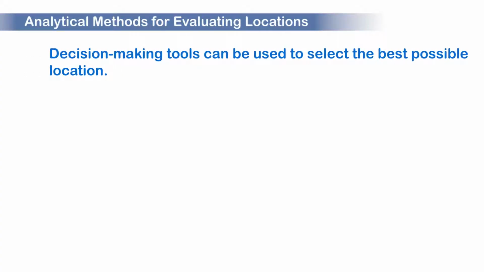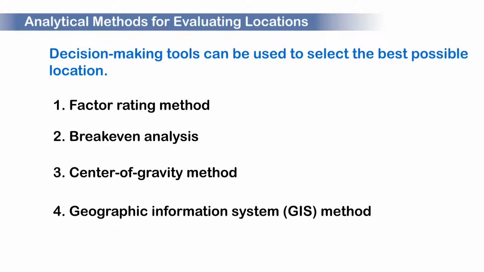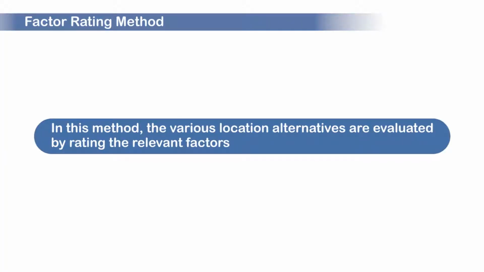Decision-making tools can be used to select the best possible location. The most popular and commonly used ones are factor rating method, break-even analysis, center of gravity method, and geographical information system, which is known as GIS. Let us discuss one by one. The factor rating method. In this method, the various location alternatives are evaluated by rating the relevant factors.